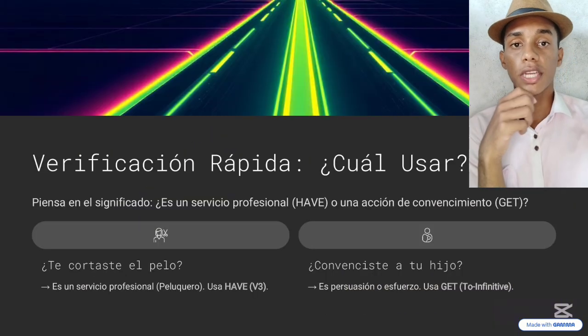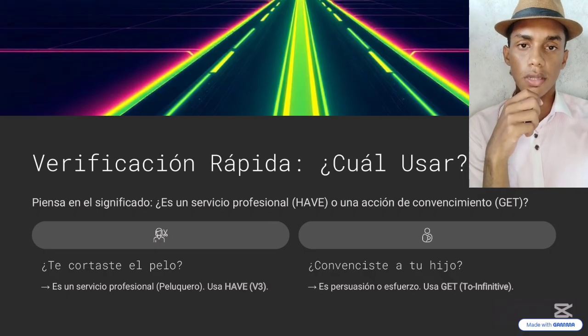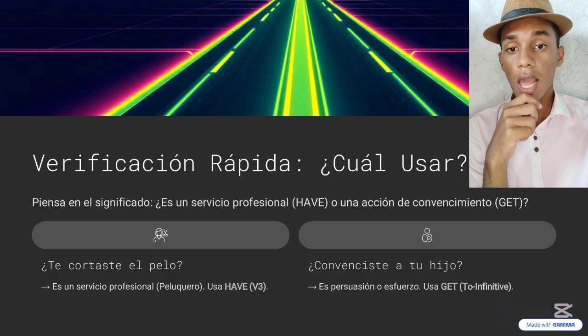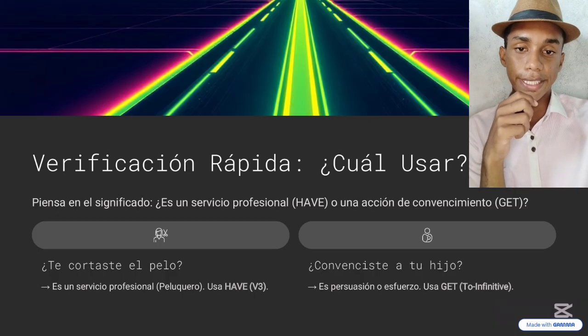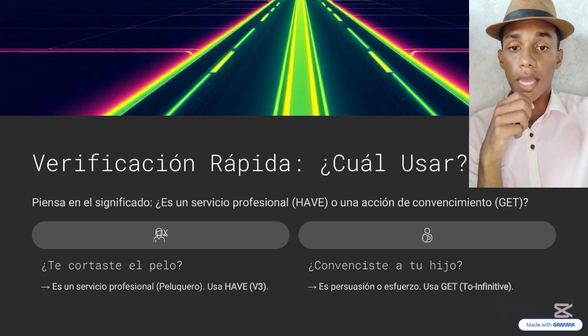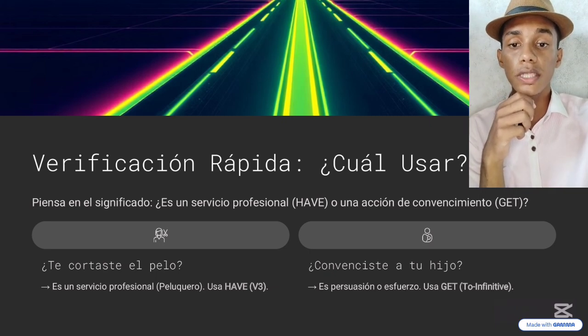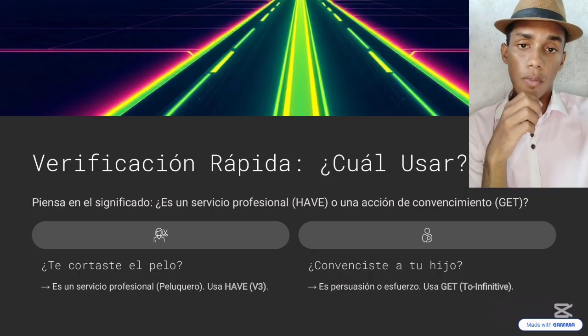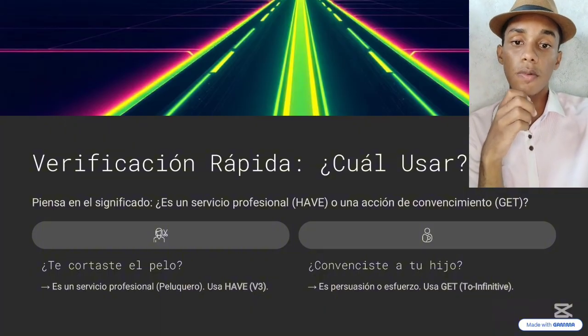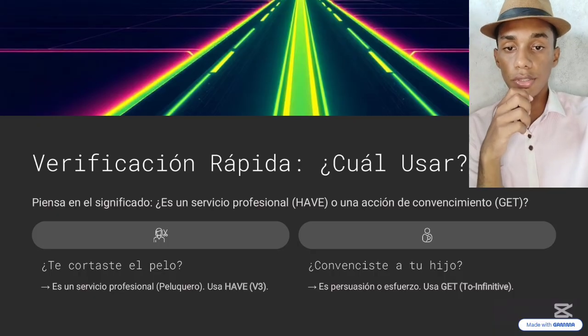To make sure you choose the correct verb, always ask yourself: is it a professional service or an action that requires convincing? For a professional haircut, which is a service, we use have and the past participle: I had my haircut. But if you convince your stubborn child to clean the room, which requires persuasion, we use get plus to infinitive: I got my son to clean his room. This mental check will guide your correct usage.